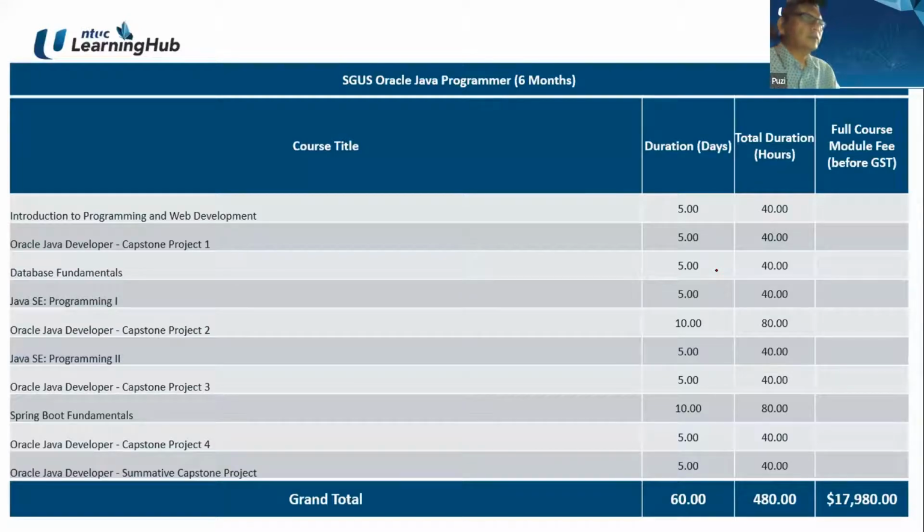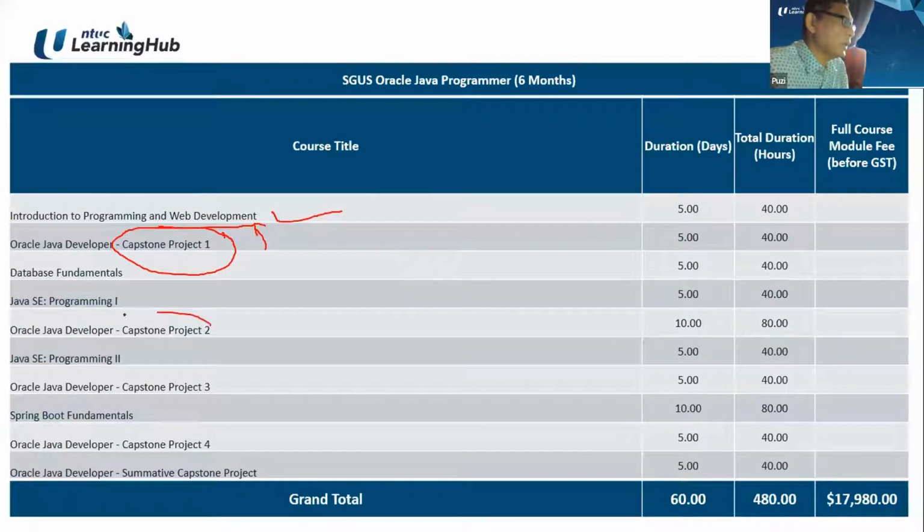In terms of modules, these are all the modules that you'll be going through throughout your 6-month program. As you can see, we developed it in such a way that after you have undergone one skill set of training, for example programming and web development, you will go through a capstone project to actually use what you have learned in your first modules.